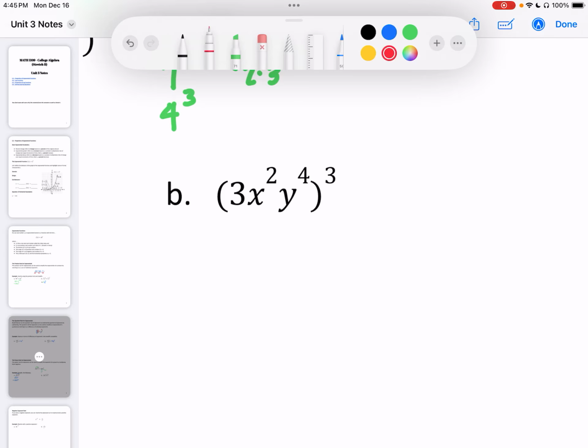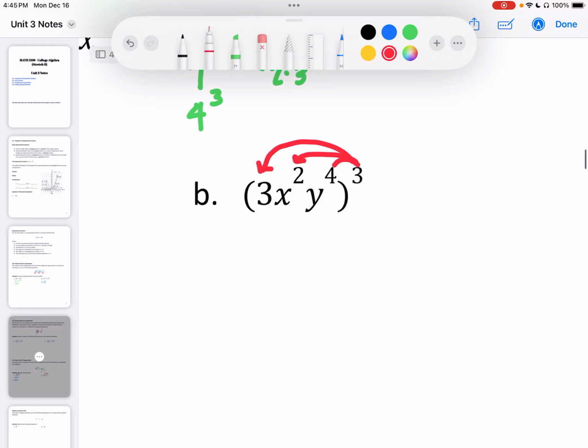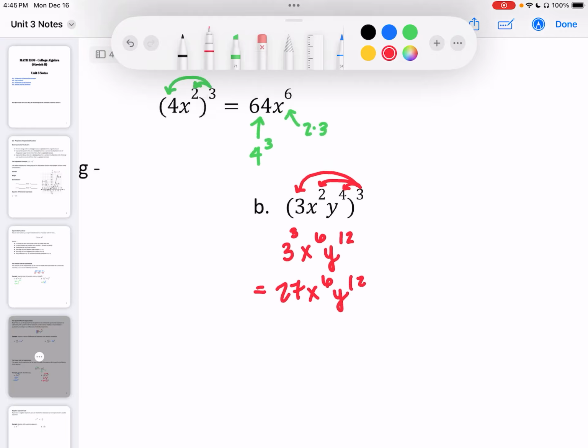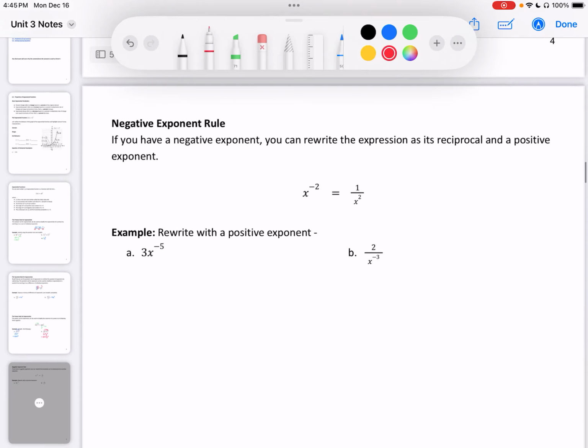Now we have 3, which we will make sure to distribute to the 3, the 2, and the 4. So we're going to have 3 cubed, x to the sixth, and y to the 12th. 3 cubed is going to be 27, and then we'll bring down the rest. That's where you would stop. There's nothing else you can do there.